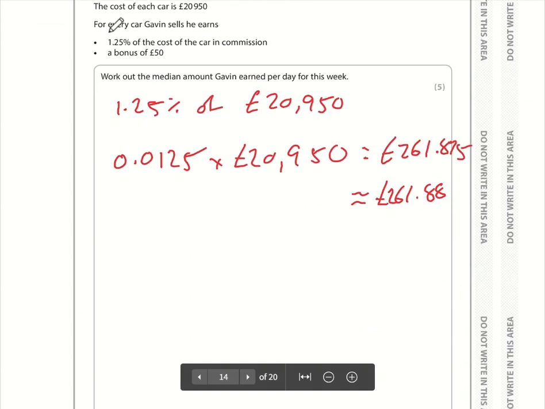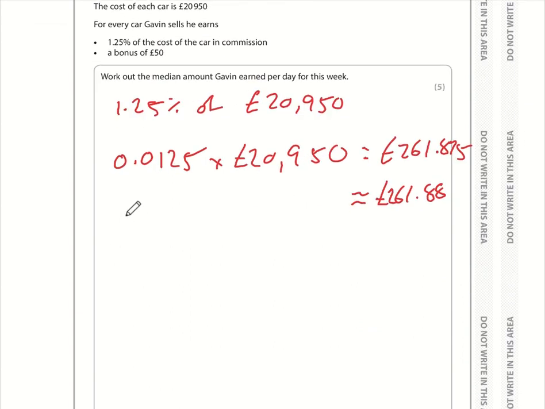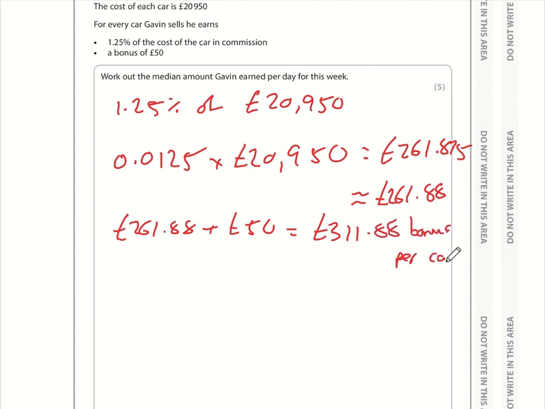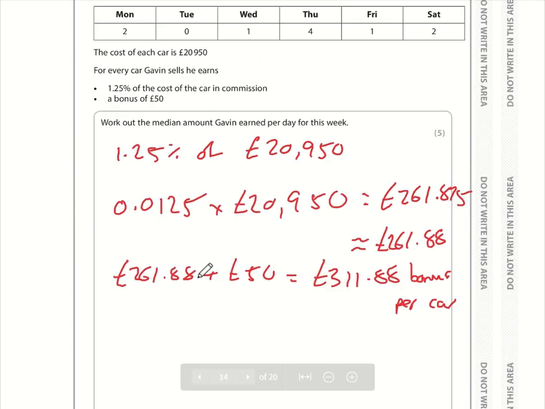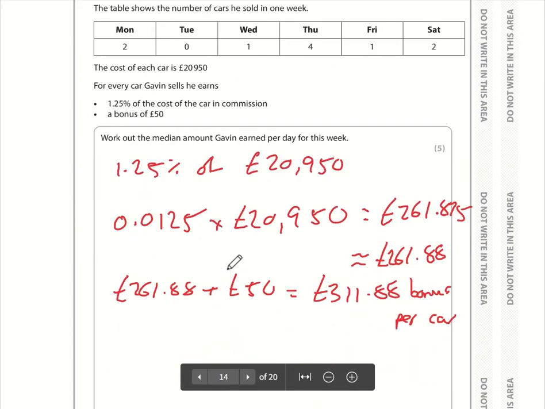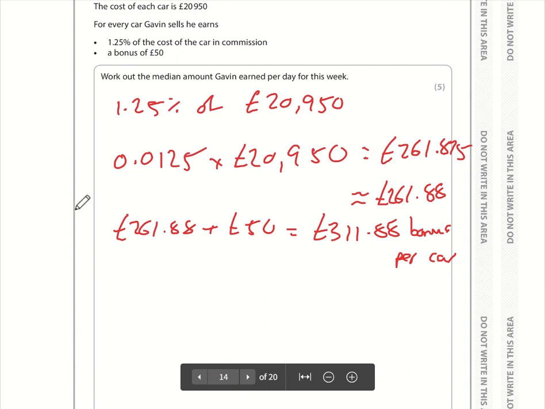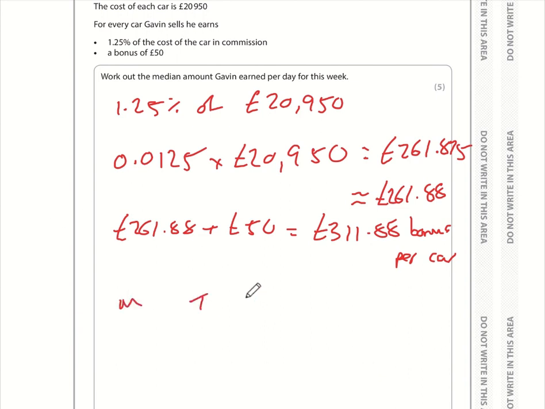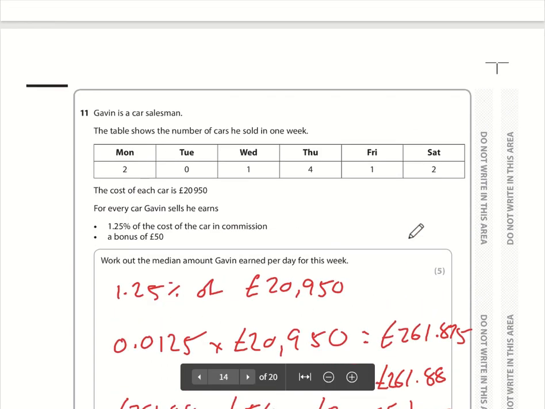Okay, so he also gets a bonus of 50. So therefore it's going to be 261.88 plus £50, and that is £311.88, and that is bonus per car. So let's just take a look. Monday, Tuesday, Wednesday, so it's Monday through to Saturday. Monday, Tuesday, Wednesday, Thursday, Friday, Saturday. So it's £311.88 per car.